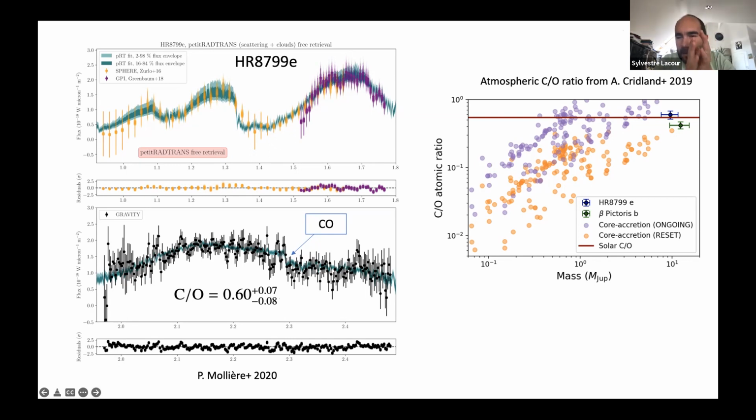And by measuring the C/O atomic ratio of our exoplanet, we can constrain one or the other scenario of evolution of the protoplanetary disk and the exoplanet.